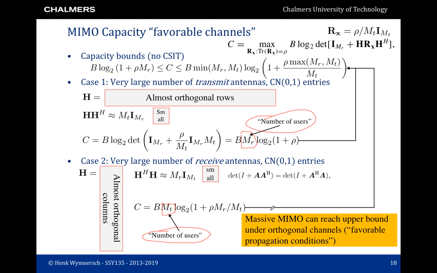Alright, so what's important here is that in both cases, where we have a very large number of transmit antennas or a very large number of receive antennas, we see this linear scaling of the capacity with the minimum of the number of transmit and receive antennas. We can only reach this under so-called favorable propagation conditions, for which the channel matrix has almost orthogonal rows in case of a large number of transmit antennas, or almost orthogonal columns in the case of a large number of receive antennas.